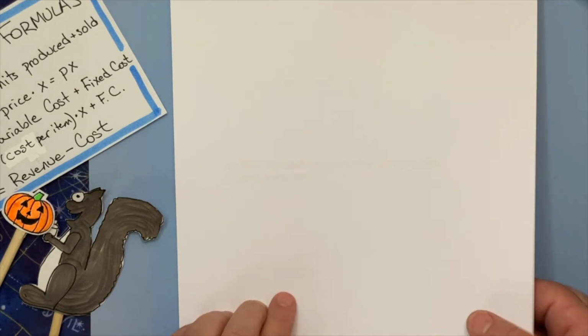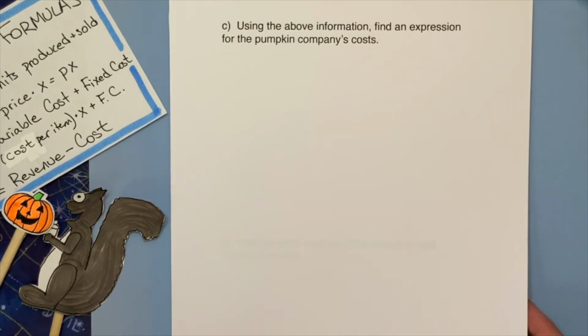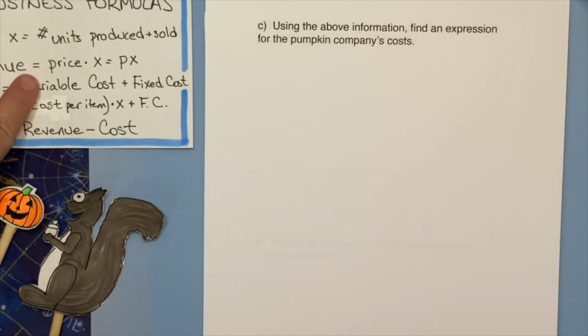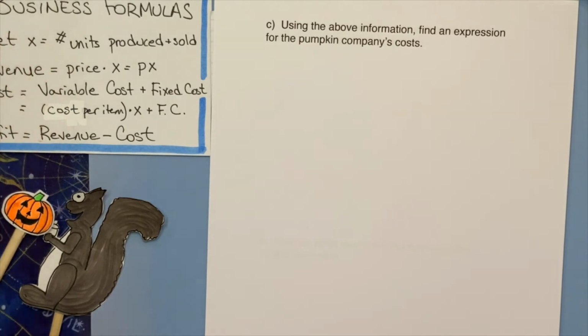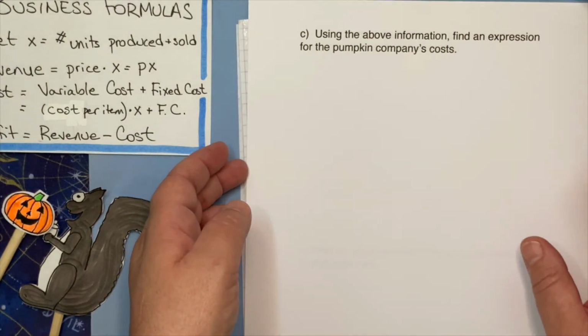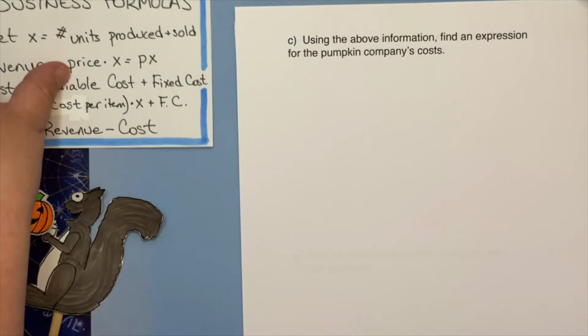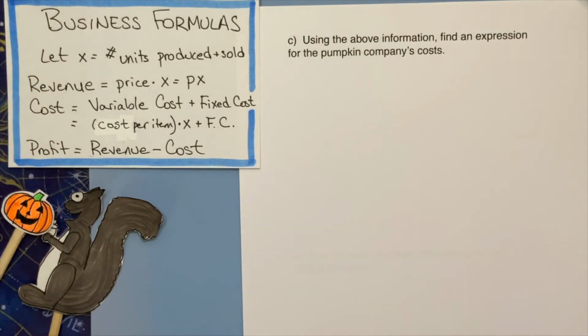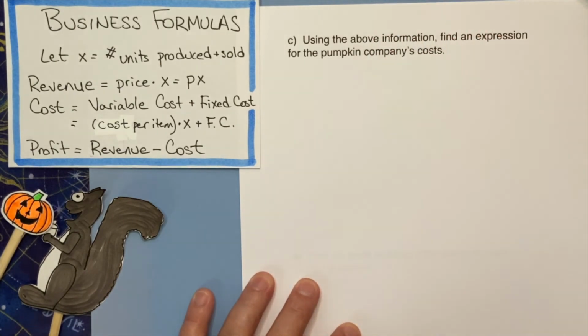Okay, so now we're going to have to remember what was on the previous page, which thankfully I do. I've got my formulas here to help me remember. I've got some paper in case we need some more paper. Okay, everybody fits? Using the above information, the previous information, find an expression for the pumpkin company's costs.